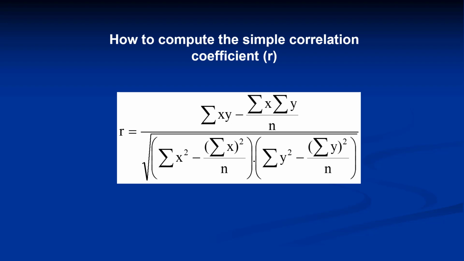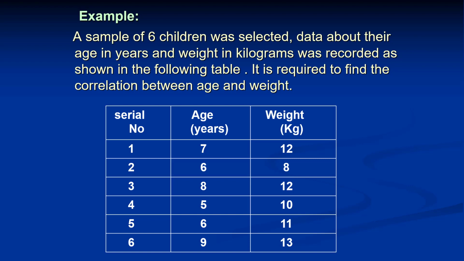Let's look at examples so that you will have a better understanding of this formula. We have a sample of 6 children. The data about their age in years and weight in kilograms was reported as shown in the following table. We want to find the correlation between age and weight.